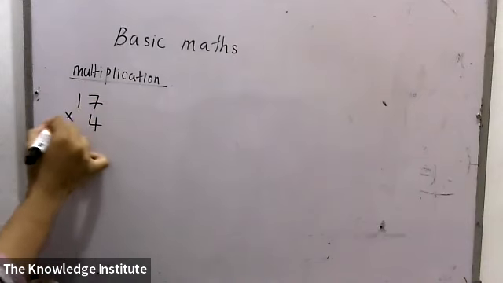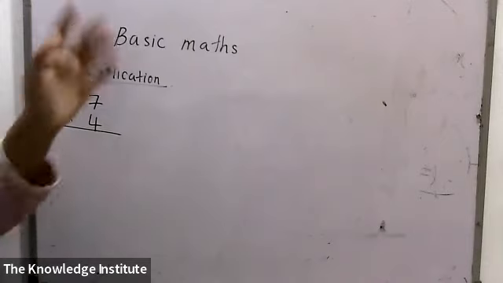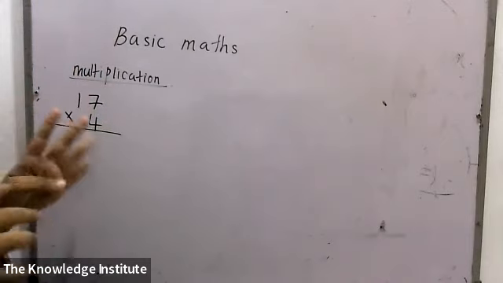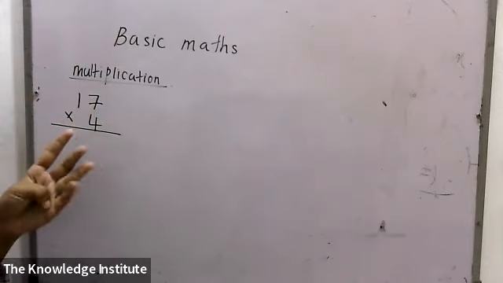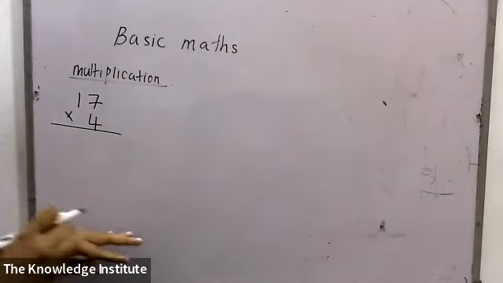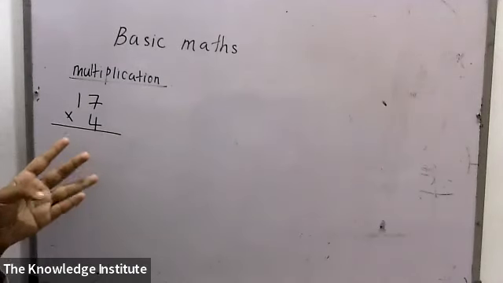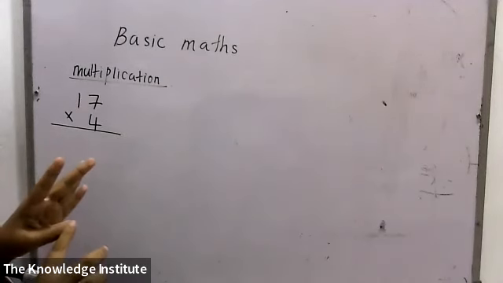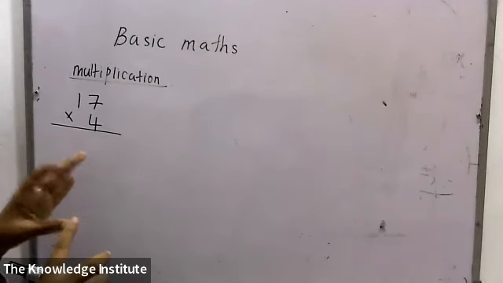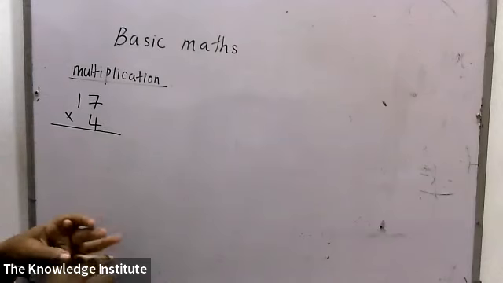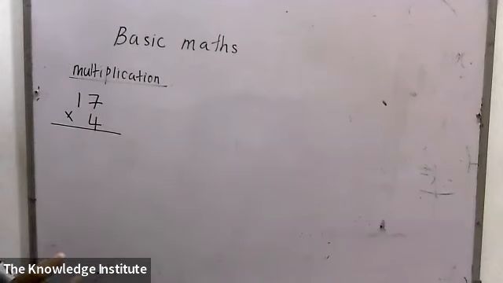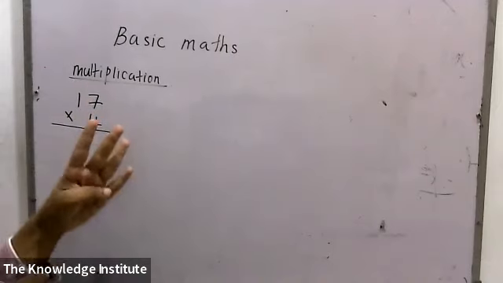17 × 4. Tell me, 7 4s are what is your answer? 7 1s are? 7 1s are 7, right? Yes, teacher. So are you telling the 4 multiplication table? Okay. Let's go with the 4 multiplication table, Netuli.